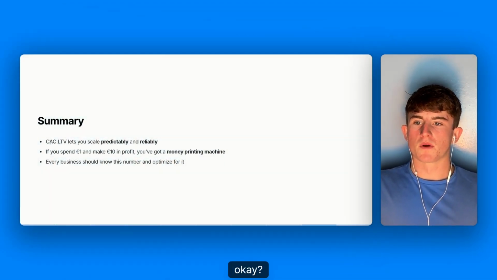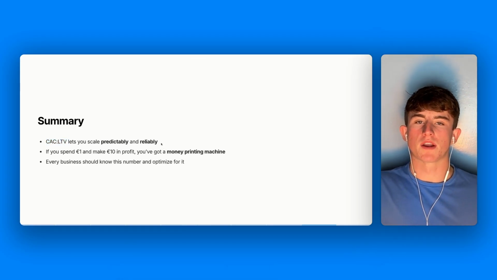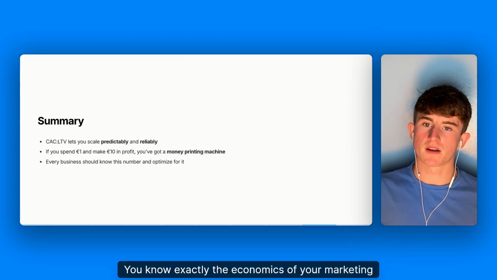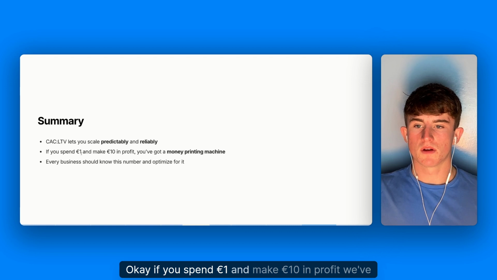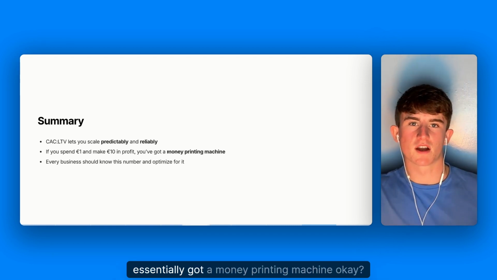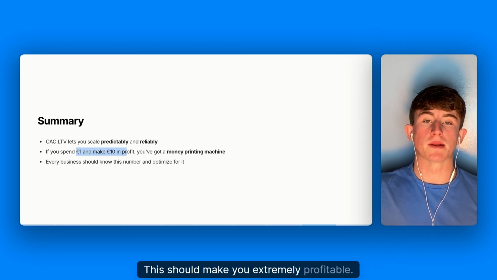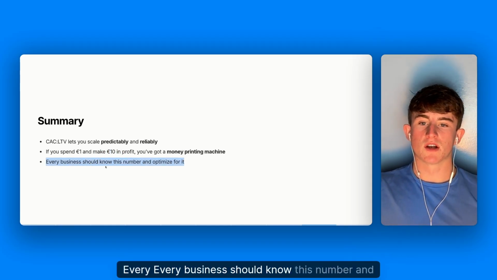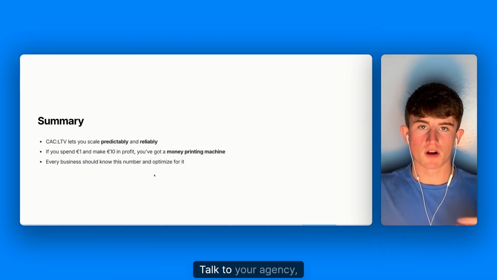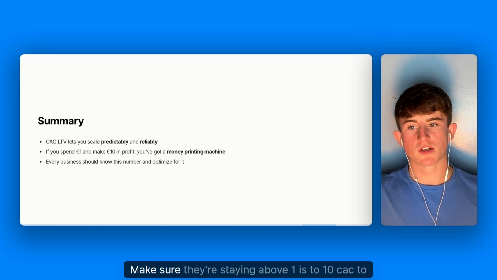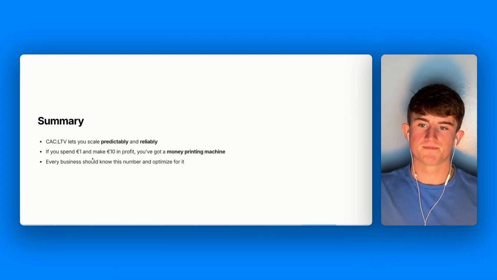Just to summarize things up, okay, CAC to LTV lets you scale predictably and reliably. You know exactly the economics of your marketing if you understand CAC to LTV. If you spend €1 and make €10 in profit, we've essentially got a money printing machine. On top of all your other expenses, this should make you extremely profitable. Every business should know this number and optimize for it. Talk to your marketing team, do the marketing yourself, talk to your agency, whoever you use, make sure they're staying above 1:10 CAC to LTV.